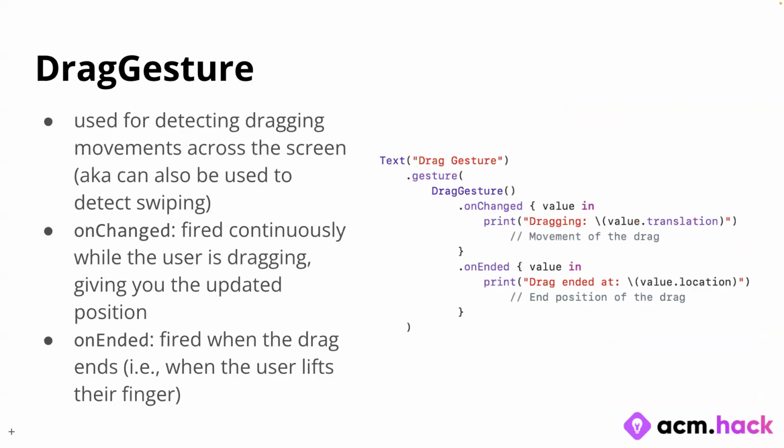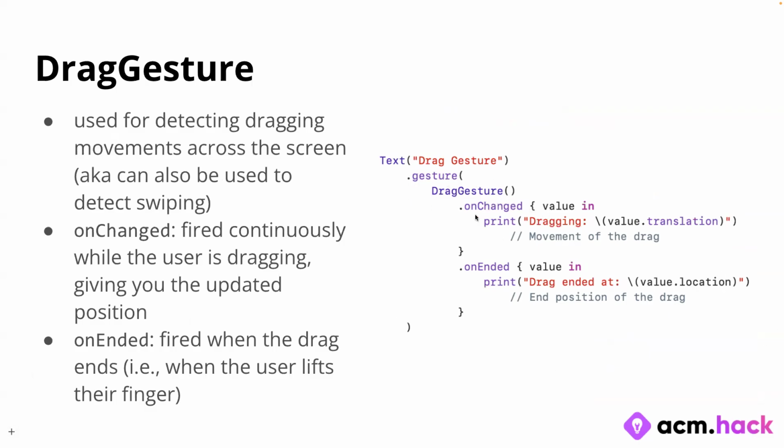And then the next one I'll talk about is the drag gesture. This is used for detecting dragging movements across the screen. So it can also be used to detect swiping. We have some other syntax here, and you'll notice that this one's a bit different from the previous 2 that we talked about. Here, instead of an onDragGesture, we just have gesture, and we're attaching that to the text. And then we're calling DragGesture here.